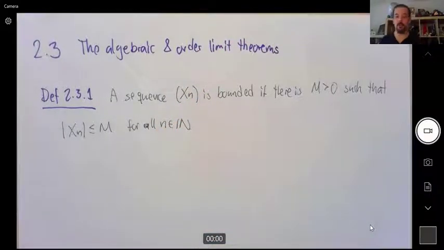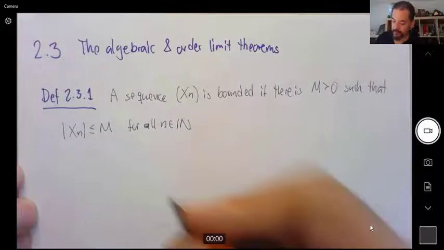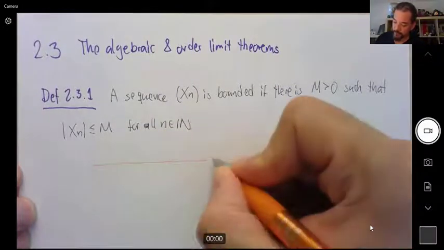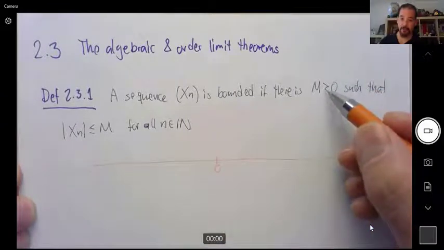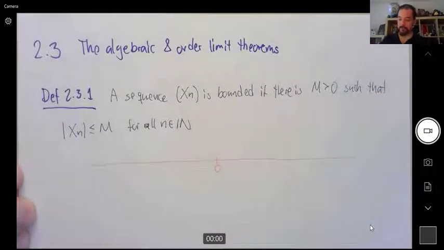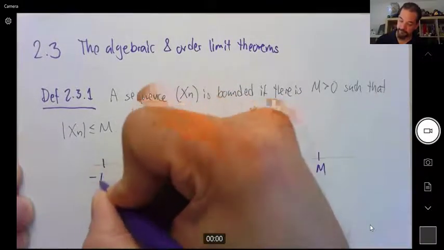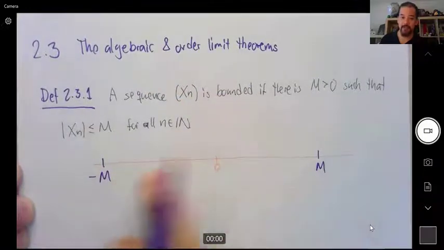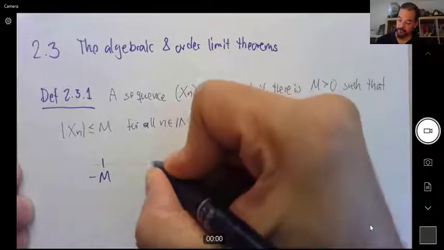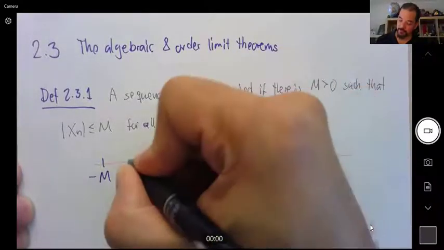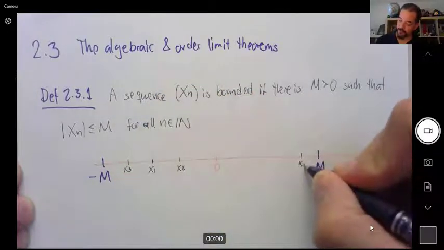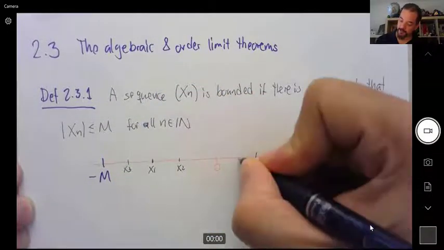Now in words, an easier way to explain this: we say that a sequence is bounded if you can box it with a box of size capital M, right? So if you can find some capital M over here, and its negative over here, and you can guarantee that every element in the sequence is in between, then we call that sequence bounded. So over here, say it's x1, x2, maybe x3 is over here, x4, x5, x6, etc.